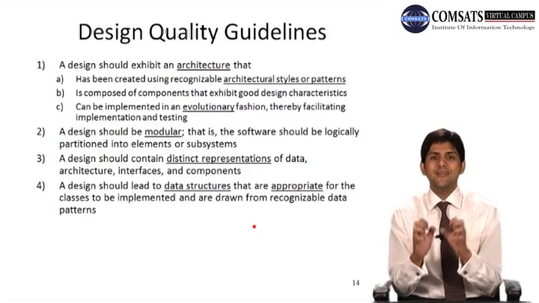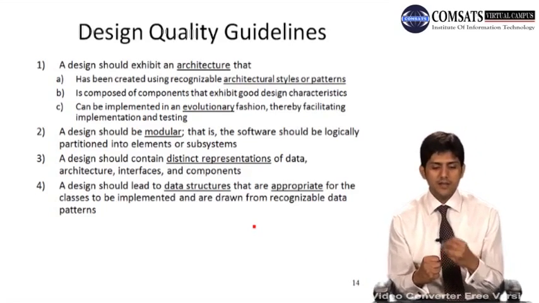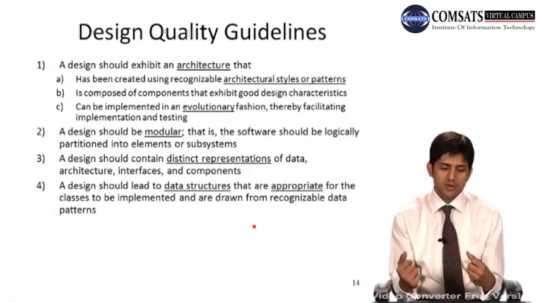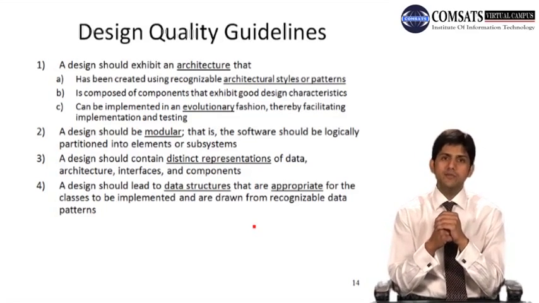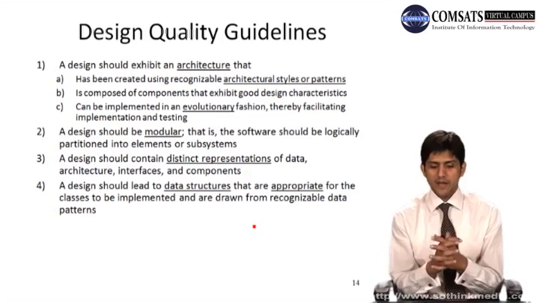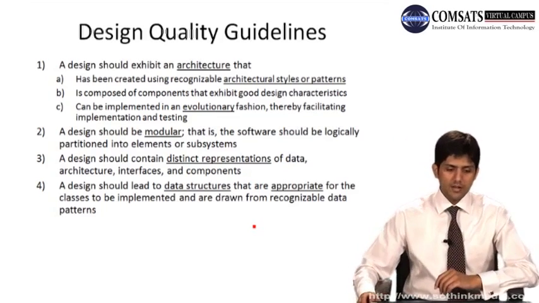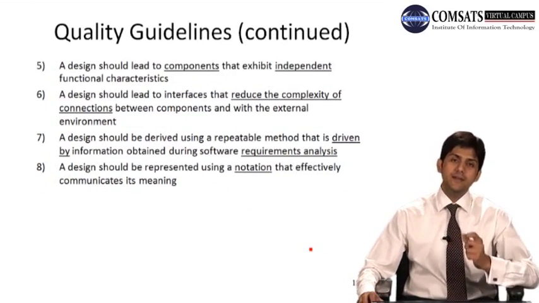यानी कि when you see a design document then you should be able to clearly identify, ठीक है, these are the interfaces, these are the components, okay, and that's how the data would look like within these components. ठीक है, or our design should lead to data structures that are appropriate for the classes to be implemented and are drawn from recognizable data patterns. Okay जी. Number 5, our design should lead to components that exhibit independent functional characteristics.